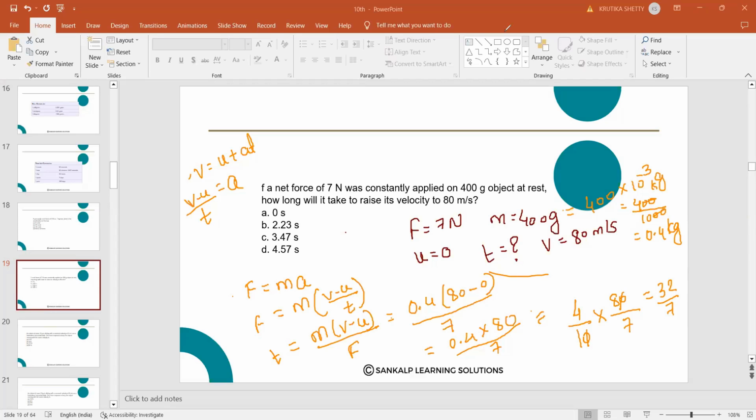Solution, I hope you are understanding, Shreya and Panchami. If you want, I'll repeat the solution once again. They are giving you force, mass, initial velocity, final velocity, and they are asking the time required. When velocity goes from 0 to 80, how much time is needed, they are asking. So I converted the mass, 400 gram, into kg. It is 0.4 kg. We know F is equal to ma. So I wrote acceleration as v minus u divided by t, as I showed here. Transferring t and substituting all the other values and simplifying, we get 32/7. You just divide and tell me which option it is, A, B, C or D.